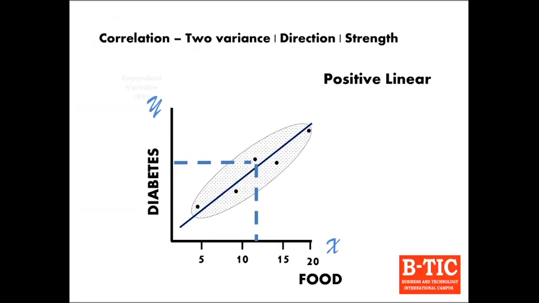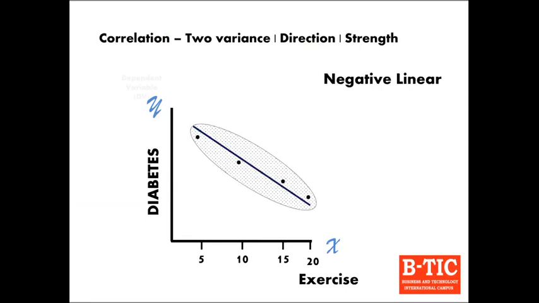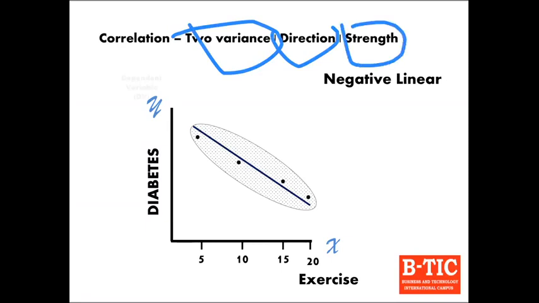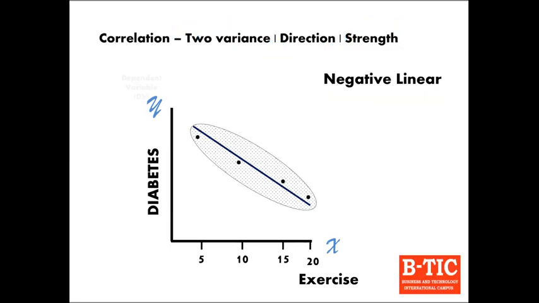The analysis can be done for exercise and diabetes as well, where correlation analysis means two variables, direction, and strength. But here, that is a linear negative relationship, meaning the relationship is negative and linear, and we ask how strong it is. Depending on the strength, we can say how correlated they are, negatively correlated but strongly related. Okay, right. Now that is about correlation.